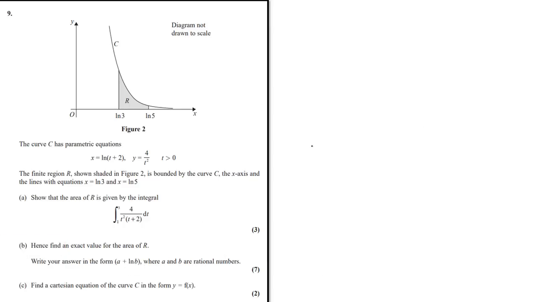So part C, we're asked to find a Cartesian equation of the curve C in the form y equals f of x. Okay, so what we've got here is our parametric equation. So we've got x equals the natural logarithm of t plus 2, and we've got y equals 4 over t squared. Now given that we're asked to find the Cartesian equation of the curve C in this form here, y equals f of x, it makes sense that we substitute into this one here for y. Okay, so we're going to substitute in a value of t, or some form for t.